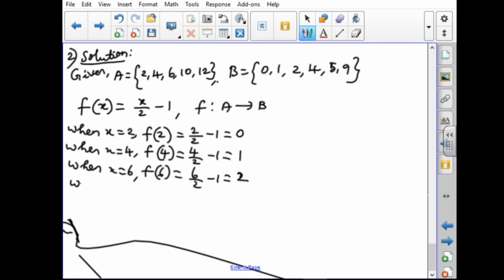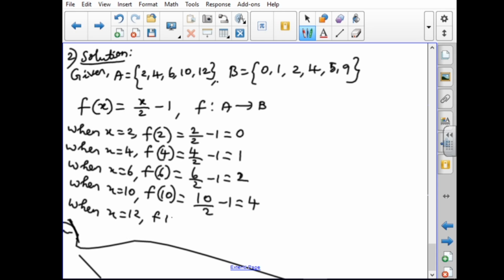Next, when x equal to 10, f of 10 equals 10 by 2 minus 1. 10 by 2 is 5, 5 minus 1 is 4. Next, when x equal to 12, f of 12 equals 12 by 2 minus 1. 12 by 2 is 6, 6 minus 1 equals 5. Now we have the x values and we have got the f of x values.